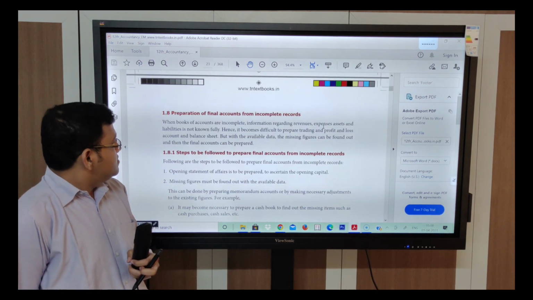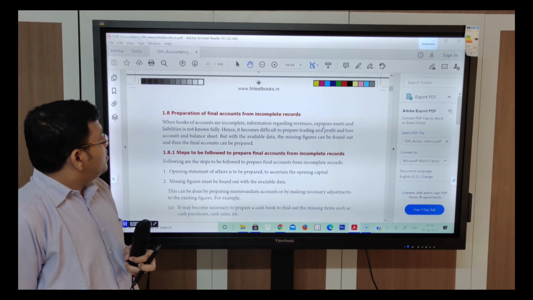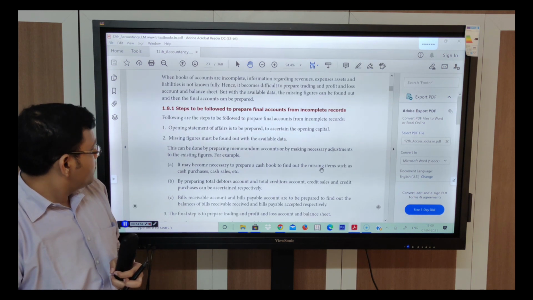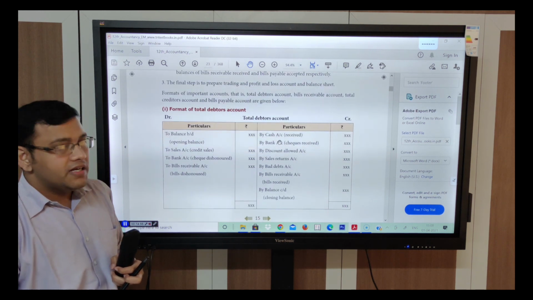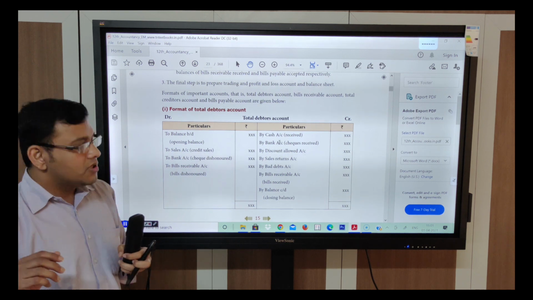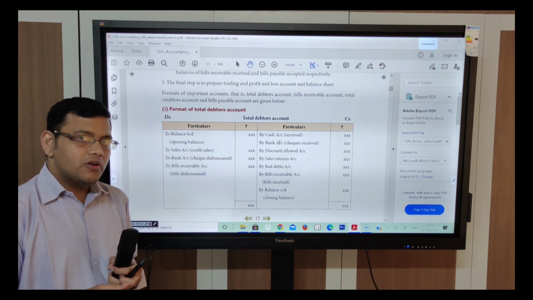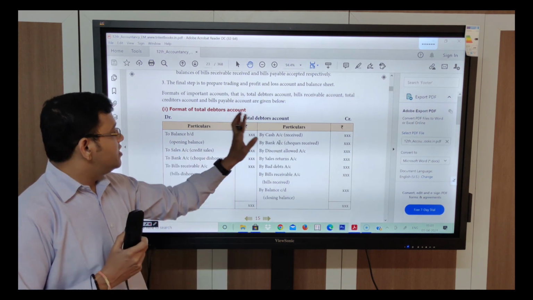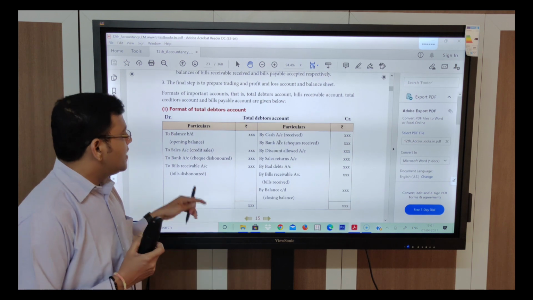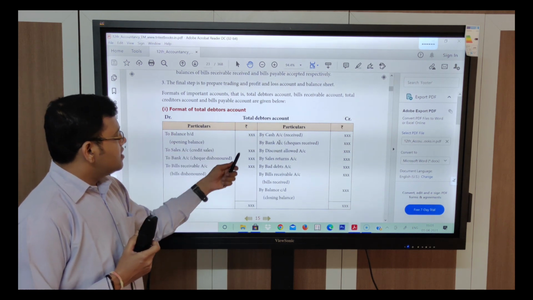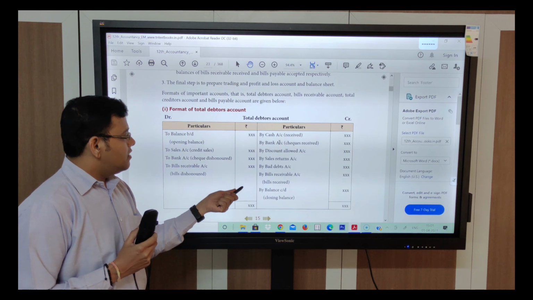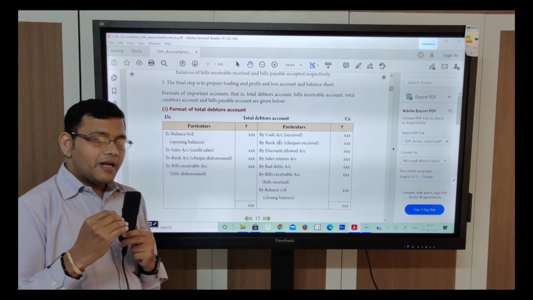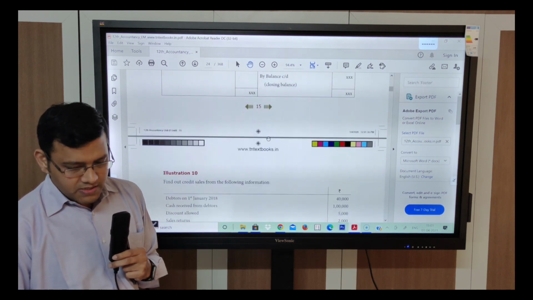So continuing our discussion, we will get into the final accounts of the incomplete records. So we have to prepare what? Total debtors account, total bills receivable account, total creditors account, and total bills payable account. This is part of the syllabus where you need to learn the format of the debtors account. If you see the total debtors, like it was explained in the theory class already, this is the format which you need to remember. So note down the format completely. We'll get into the illustrations.